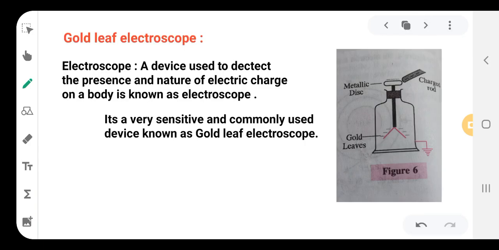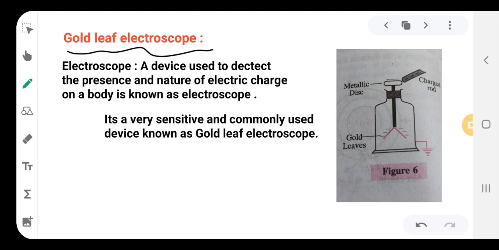So here in part 2, we will start with the gold leaf electroscope. First of all, we have seen what is a microscope, what is a telescope. Now what is this electroscope? A microscope is a device which is used to view microorganisms. A telescope is a device which is used to view celestial bodies. Also here in physics we handle minute charges, known as electrons or electric charges, right?